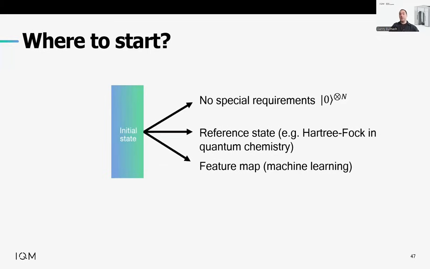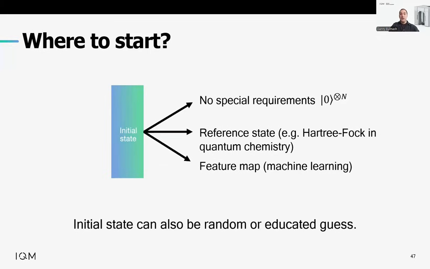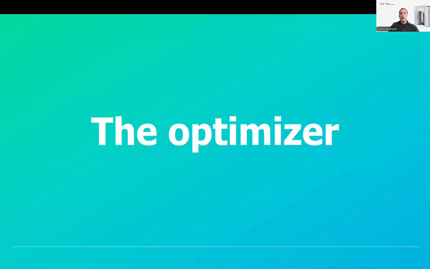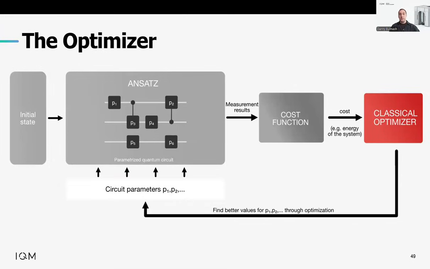So in a machine learning context. The initial state can be random or an educated guess. Either one is okay. You have to experiment in order to find how the performance of the algorithm works. So let's go back to our algorithm here.